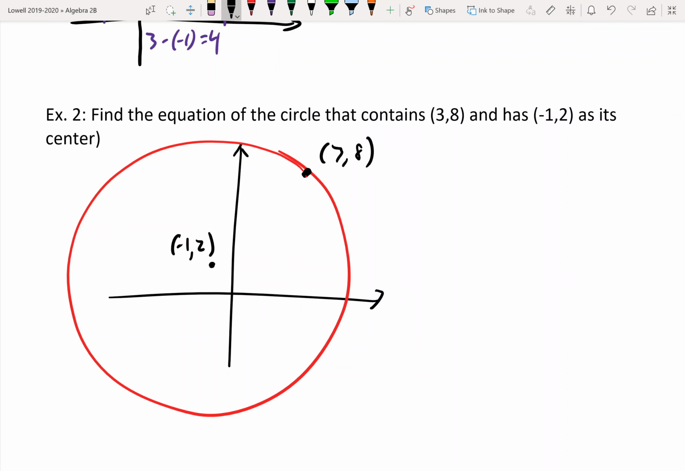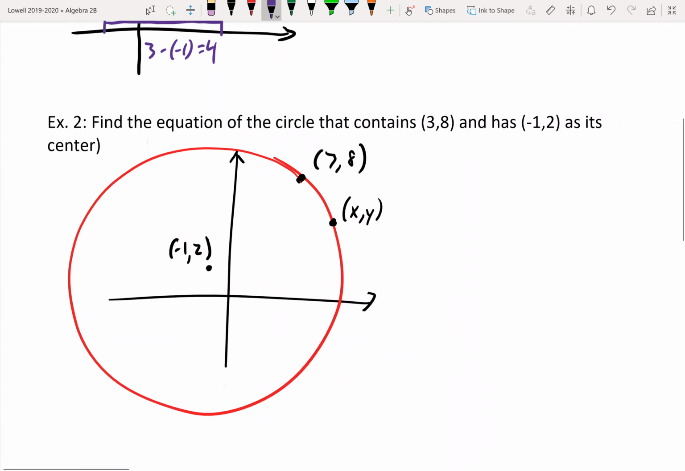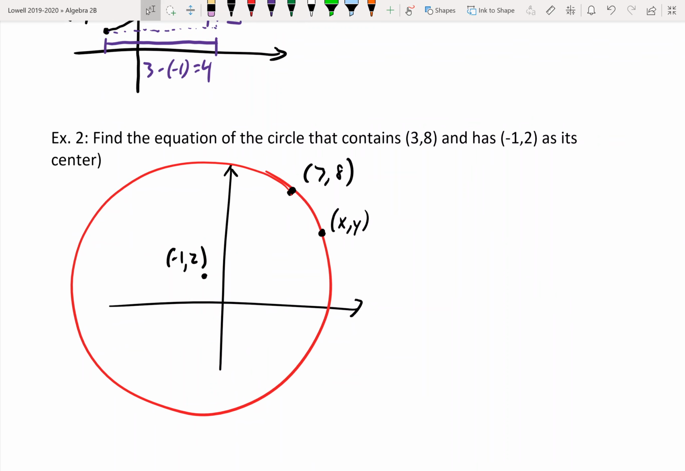Okay, so this equation is obviously going to have some x's and y's in it. So let's just make up an xy. Let's pretend there's xy right here. Now remember, the distance from the center to the circle is always going to be the same, and that gives us a big hint as to what our equation would be.